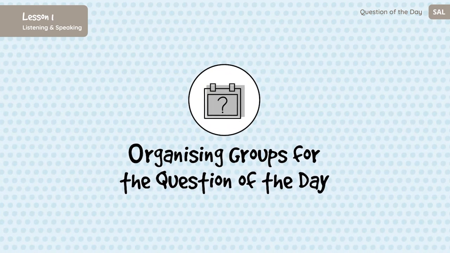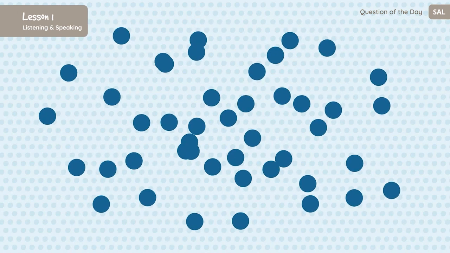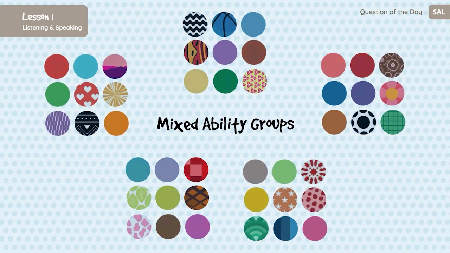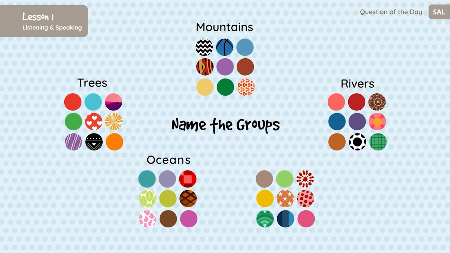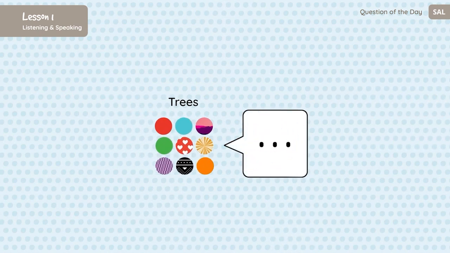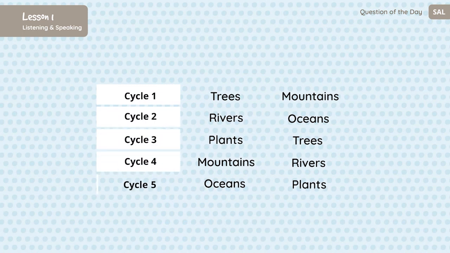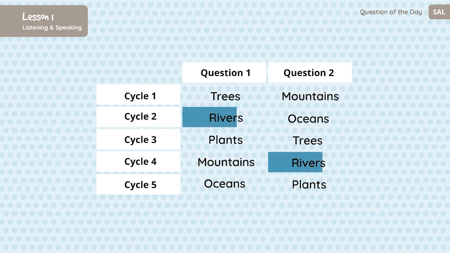Organizing groups for question of the day. Divide your class into 5 groups for the question of the day. These should be mixed ability groups. Give each group a name. Call only one group to answer the question at a time. Each term has 5 cycles, giving each group 2 opportunities to answer the question of the day.